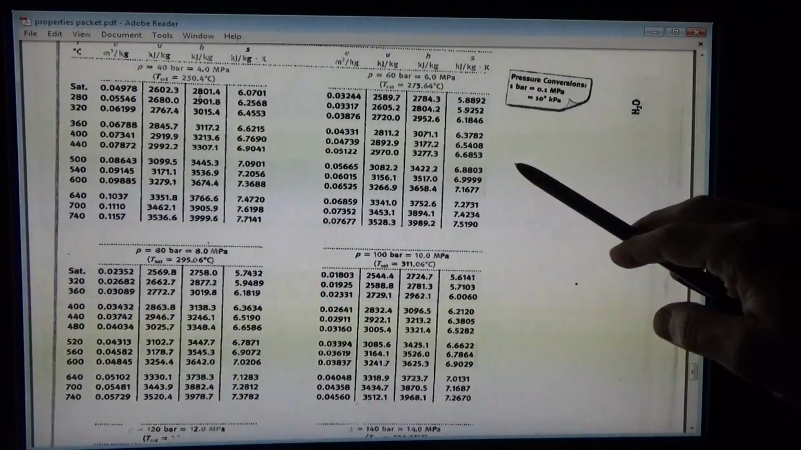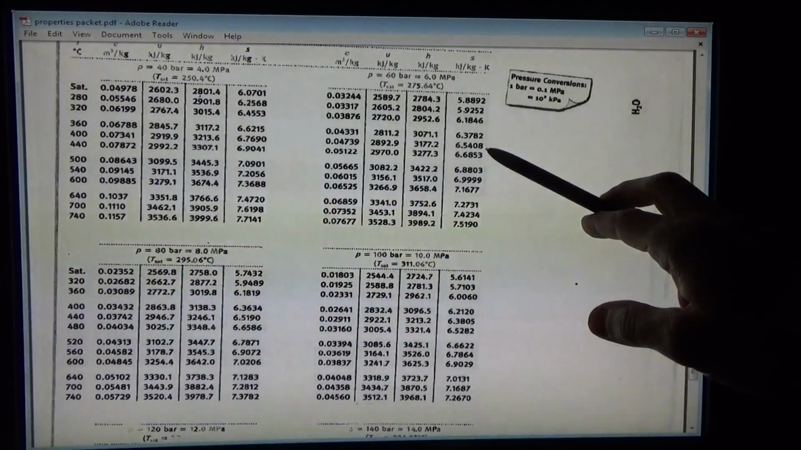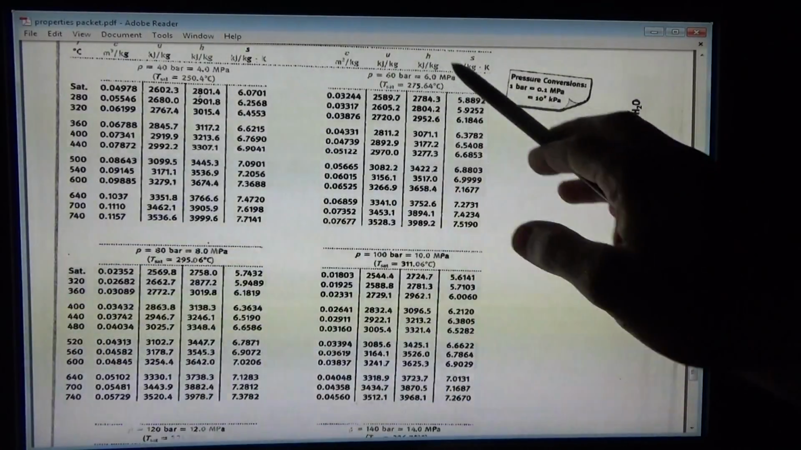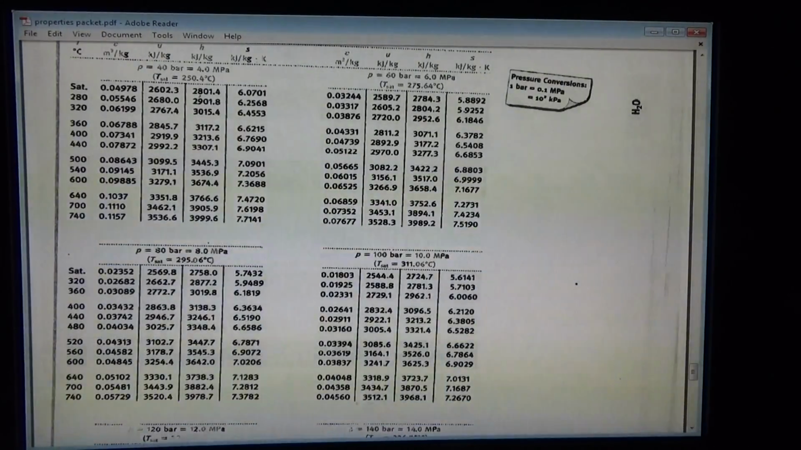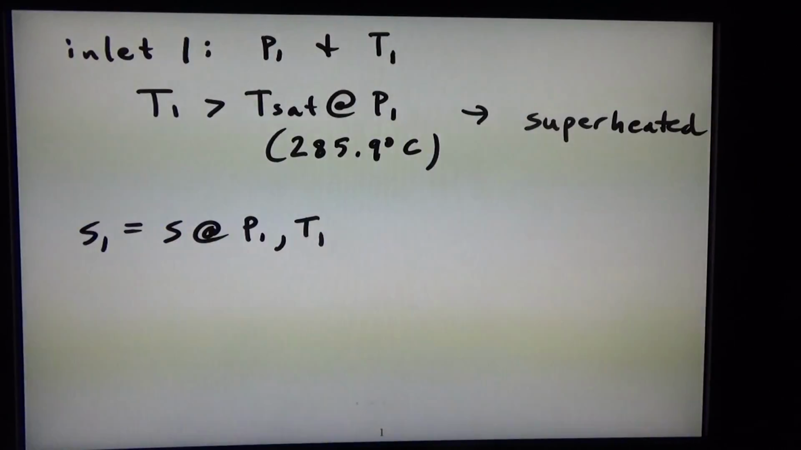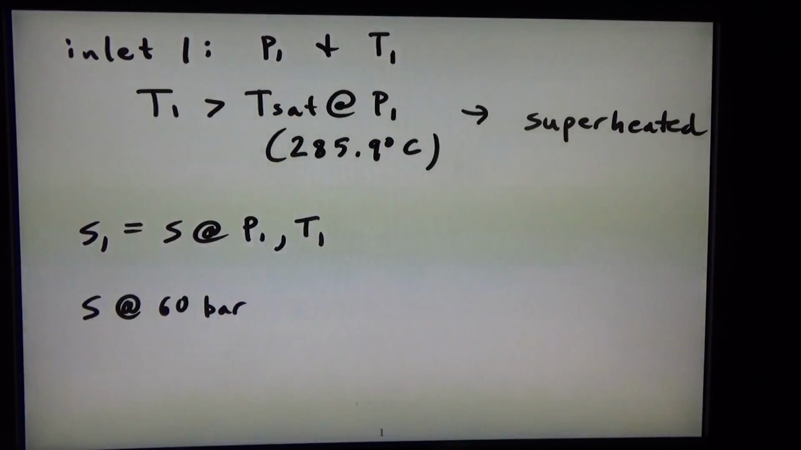So here's what we're going to do. We're going to first of all get the specific entropy at 60 bar and 450. So let's do that. Going back over into my notes, I have to do some interpolation before we can do this. First of all, we're going to find S at 60 bar and 450 degrees Celsius. So for that, we're going to need to interpolate.